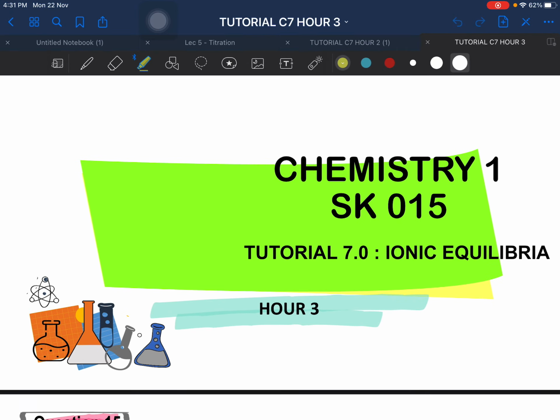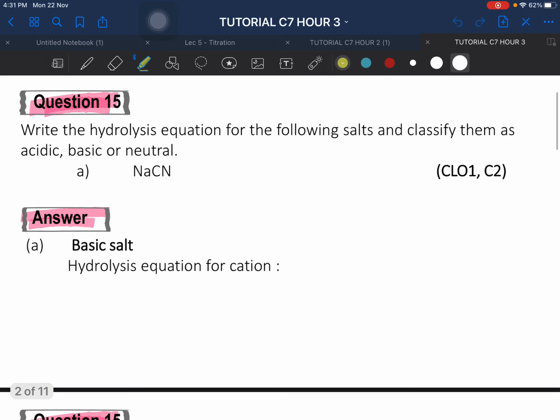Okay, untuk our 3 ni kita dah masuk salt hydrolysis and a little bit of buffer. Okay, look at this question number 15, write the hydrolysis equation for this salt. The first salt is NaCN. So this NaCN comes from sodium hydroxide.